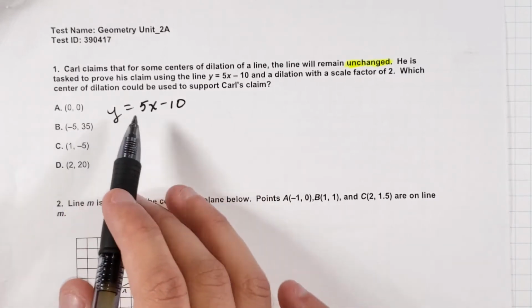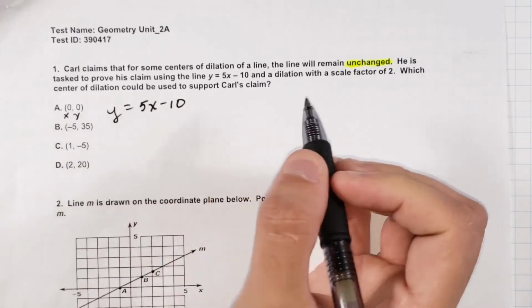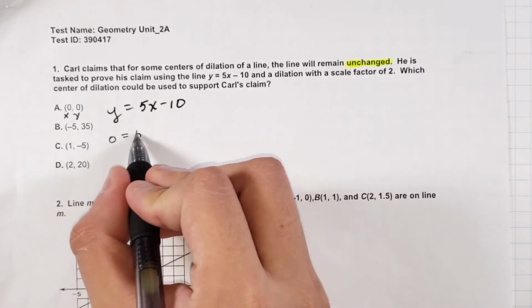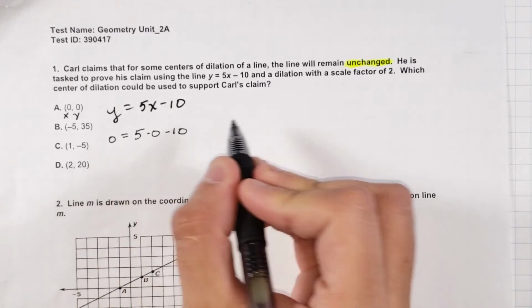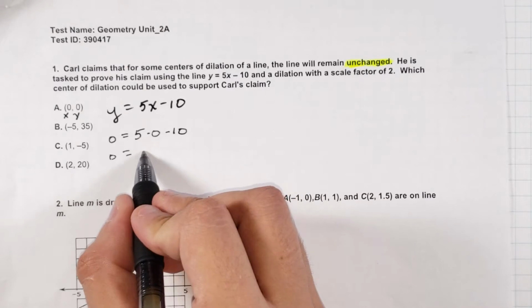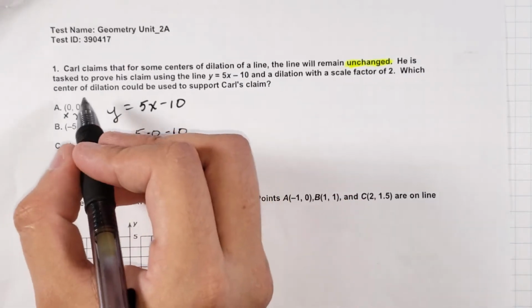So for example, 0, 0: you plug in 0 for x and 0 for y into this equation. When you do that, you get 0 equals 5 times 0 minus 10. 5 times 0 is 0, minus 10 gives you negative 10, and that's obviously not a true statement, so we're not going to select this one.